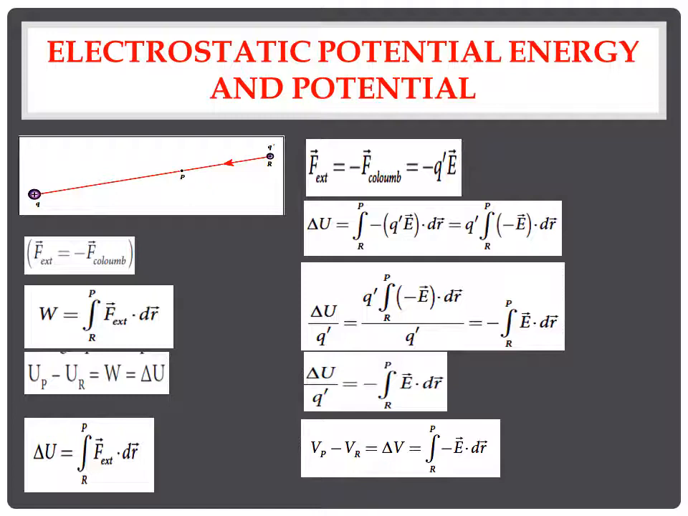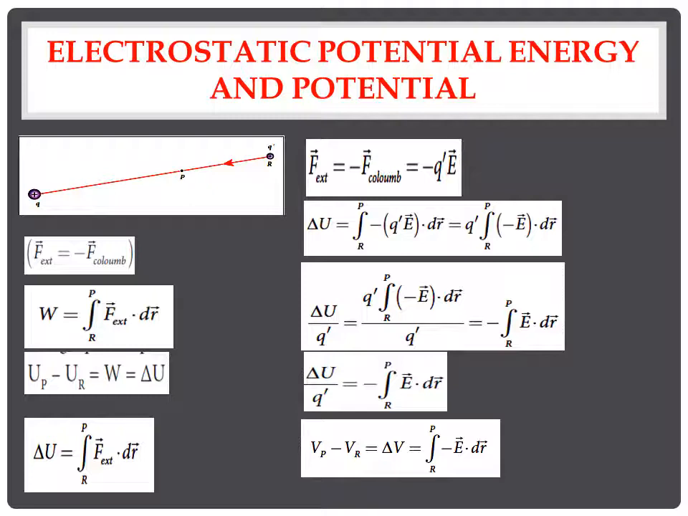Now, since this Coulomb force is conservative in nature, work done is independent of the path and it depends only on the initial and the final points or the positions of the test charge. Now, if the potential energy associated with Q dash at P is represented as UP and that at R is represented as UR, then the difference in the two potential is defined as the work done to bring a test charge Q dash from R to P. Therefore, we write the equation as UP minus UR is equal to W, which is equal to del U.